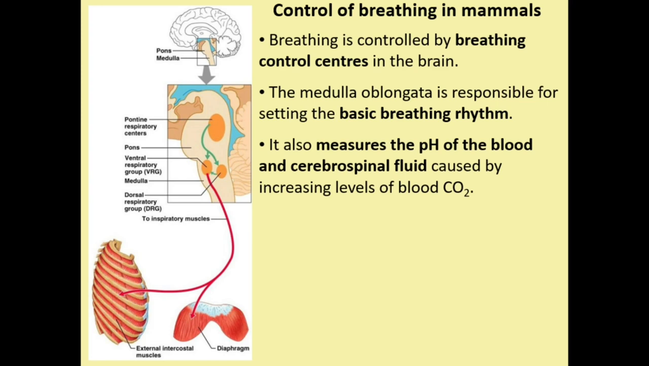And the medulla is able to determine that. It's measuring that. So as we're carrying out more exercise, we know that we are generating more carbon dioxide as a waste product of respiration. That carbon dioxide will dissolve in our blood, and that will cause the pH to drop. The medulla is able to recognize that, and it will respond by increasing our breathing rate.